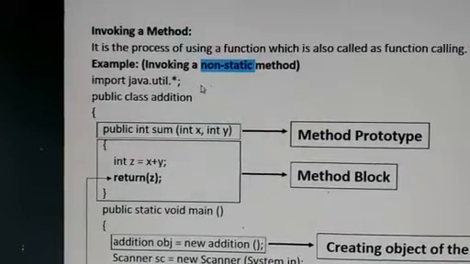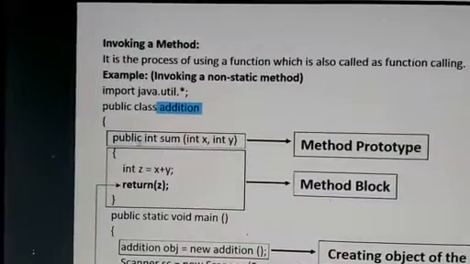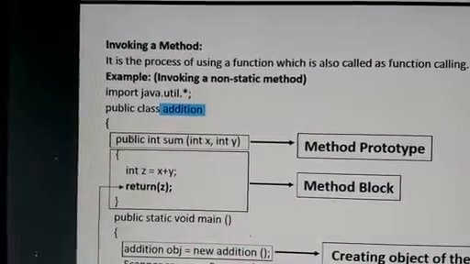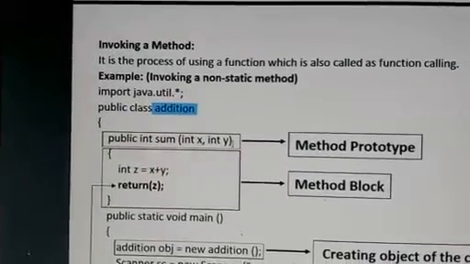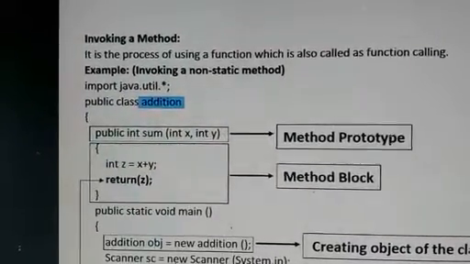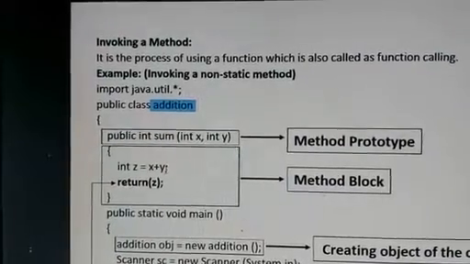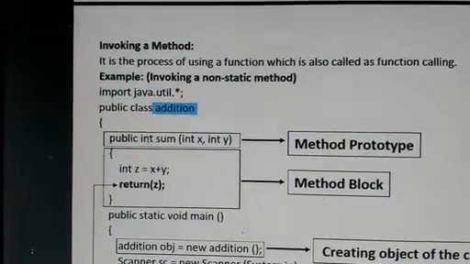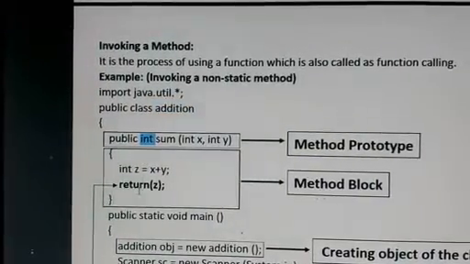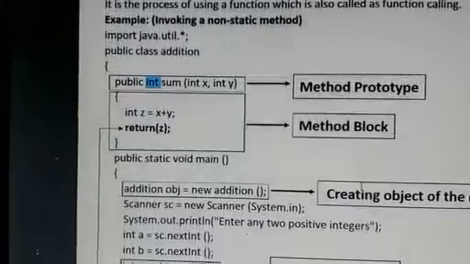import java.util.*; public class Addition. Now I have defined a method here, public int sum(int x, int y). This is the method prototype. Then inside that, int z = x + y; return z, because the return type is mentioned here, so return z. And this is the method block.